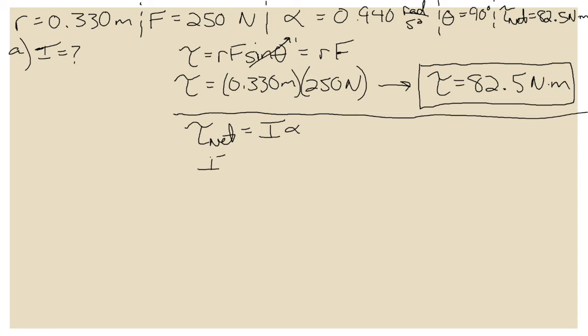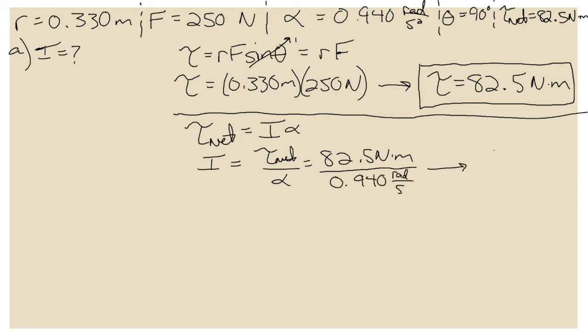And so if we're going to solve this thing for I, all we need to do is divide both sides by alpha. So we have net torque over alpha. And that means we have 82.5 Newton meters divided by our alpha here, which is 0.940 radians per second squared. And when you do that math, I'm going to write this over on the side just so I have the room. We have our rotational inertia I is 87.8 kilogram meters squared. So that's our value for the rotational inertia, and that's the answer to part A.